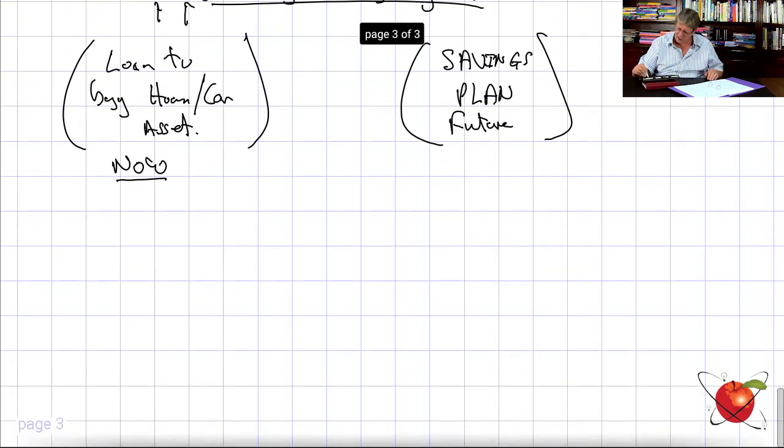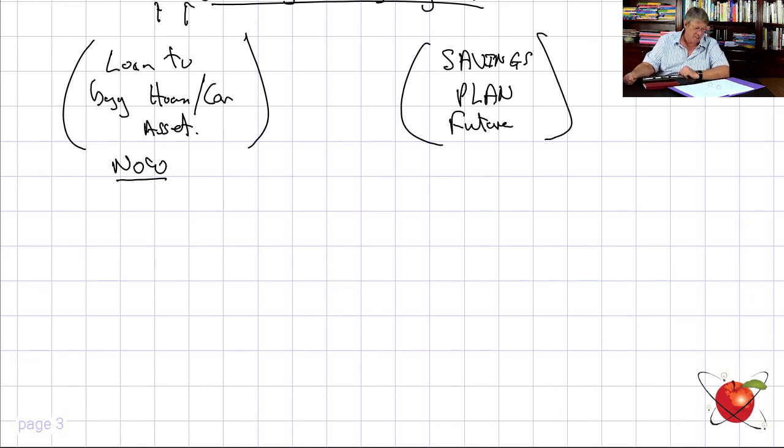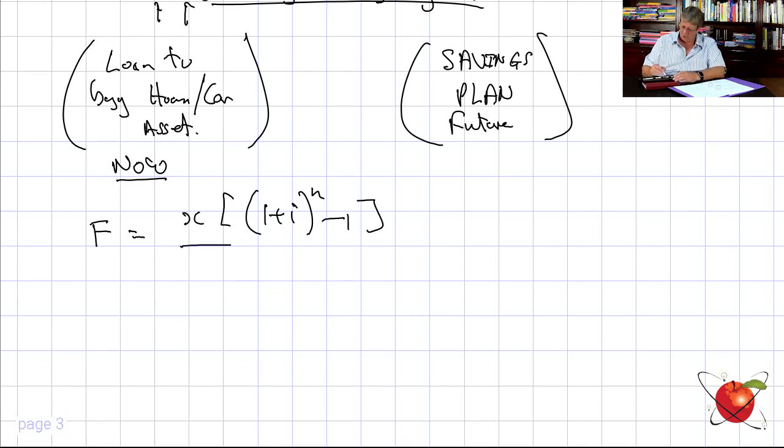Let us do a little bit of work on this, okay? Mostly done monthly. And we generally find that we have a formula called F is equal to X, and use the square brackets, 1 plus i all to the power of n minus 1, all divided by i. Now remember, mostly done monthly. X over here, X is the installment.